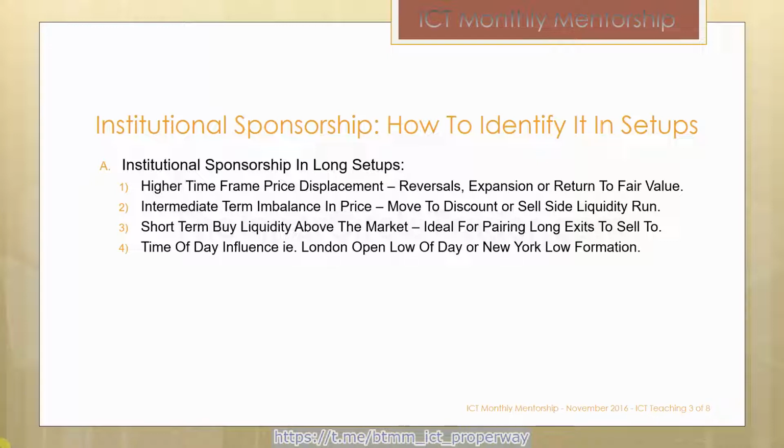The assumption is, and again, I teach the role-playing model that gives us the perspective of a market maker. So you have to have that market maker perspective on price. So we look to sell high, but we have to find buyers that are willing to buy it higher from us. So the criteria is we have to look for short-term buy liquidity above the marketplace.